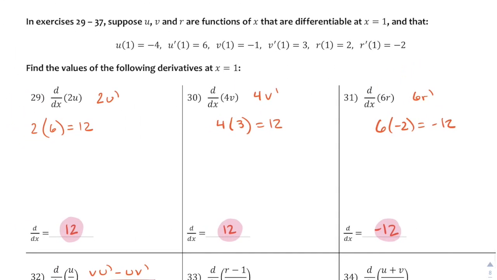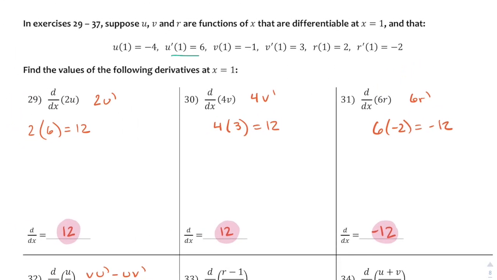Using that information, I substitute in for u prime, I put in 6. For v prime, I put in 3. And for r prime, I put in negative 2. And evaluating all those, I get nice numbers like 12, 12, and negative 12.